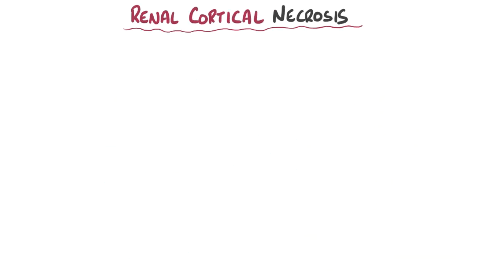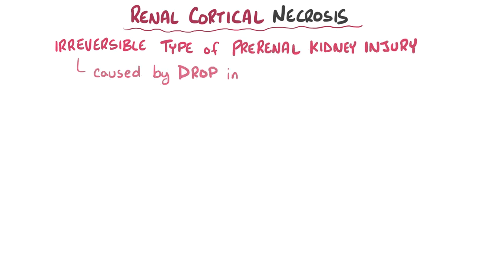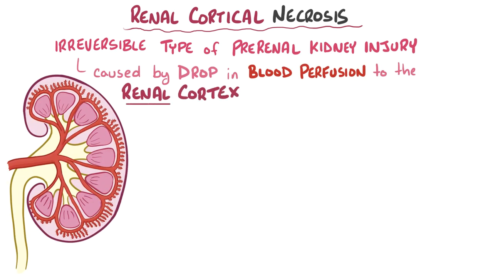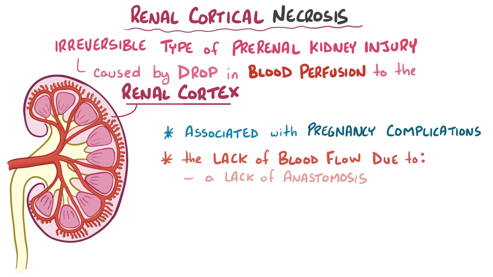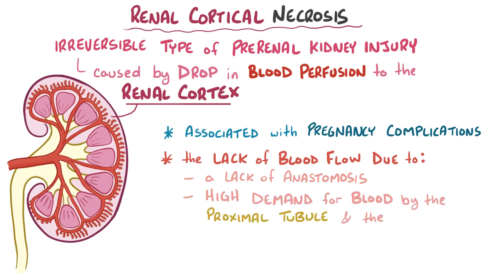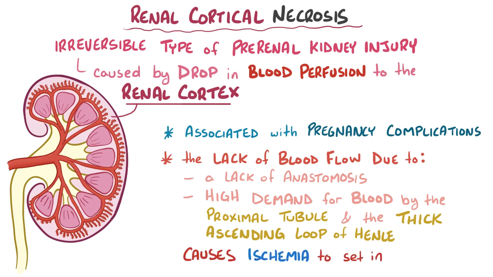Alright, as a quick recap, renal cortical necrosis is an irreversible type of prerenal acute kidney injury caused by a sudden drop in blood perfusion to the renal cortex, and it's been associated with pregnancy complications. The reduced blood supply, due in part to a lack of anastomoses among radial end arteries, combined with a relatively high demand for blood in certain parts of the nephron, like the proximal tubule and the thick ascending loop of Henle, causes ischemia to set in.